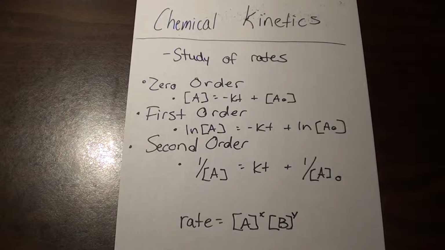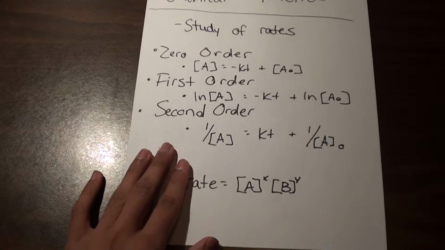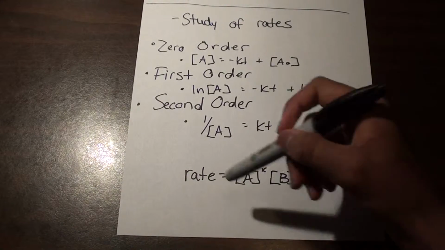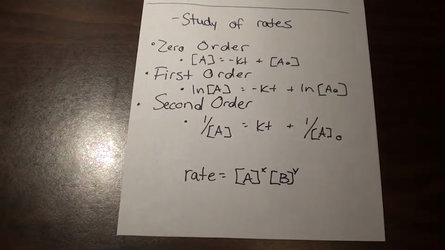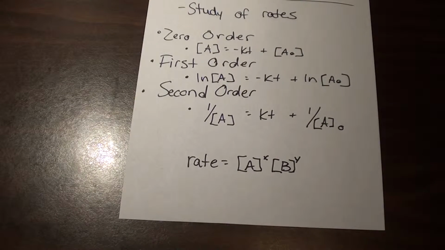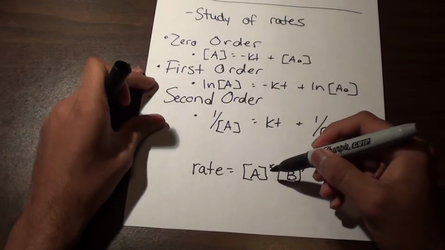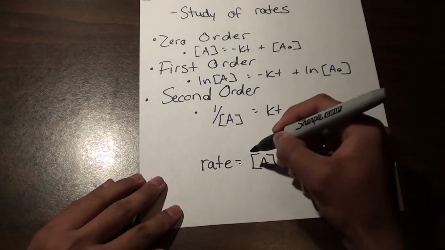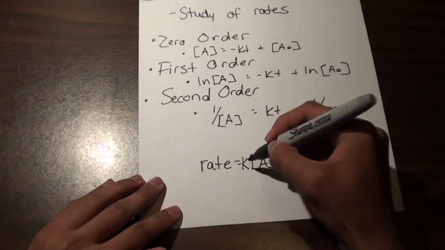So just very quickly, I'm going to go over the three kinds of orders that we have. Before I do that, it'll probably be simpler to just introduce this equation at the bottom. This is our basic rate equation. Rate equals concentration of A to the X times concentration of B to the Y, and then there is a rate constant out in front.